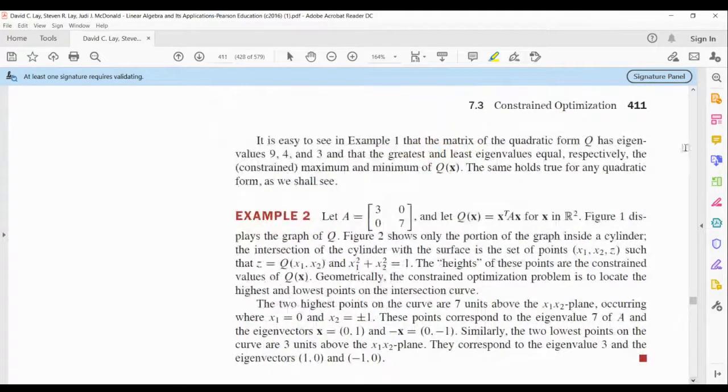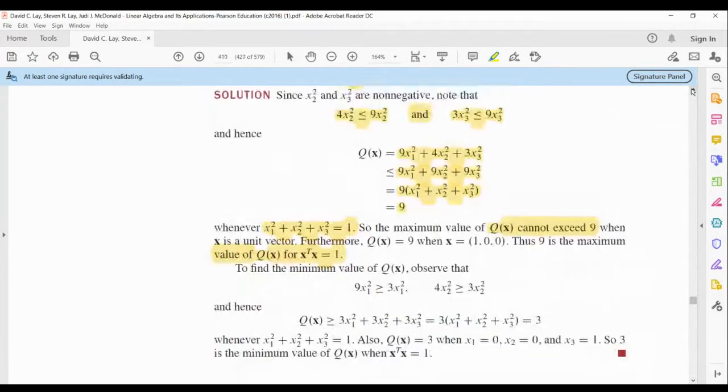And we can also say, similarly, well, what would the minimum value be of the quadratic form given the constraint? What would the minimum value be? Absolutely, it would equal 3. Okay, so you have a minimum value and a maximum value for the quadratic form subject to that constraint.